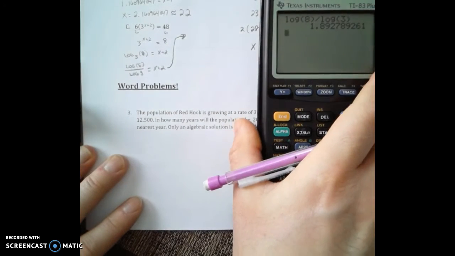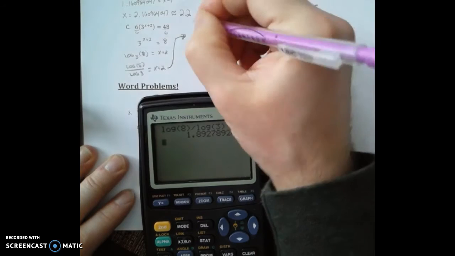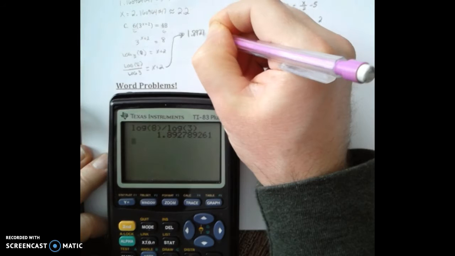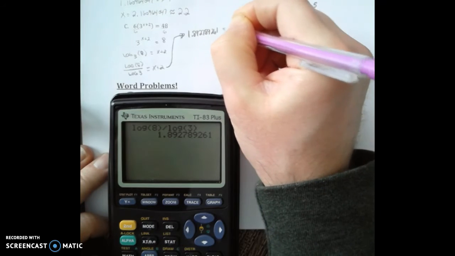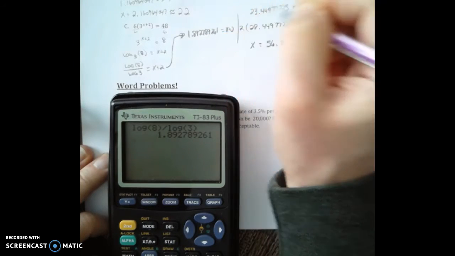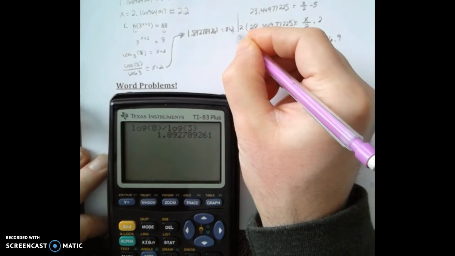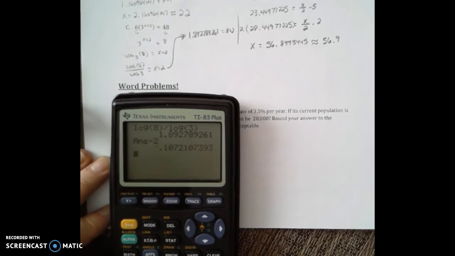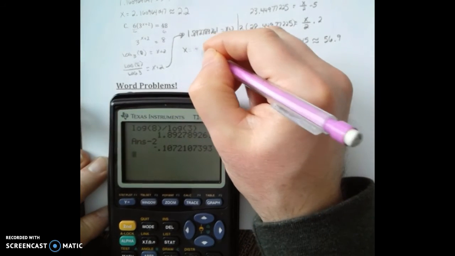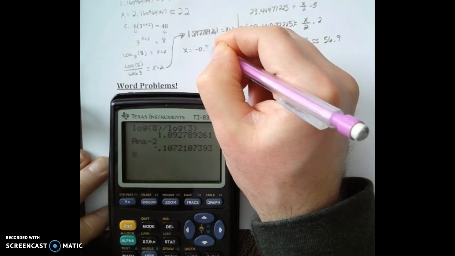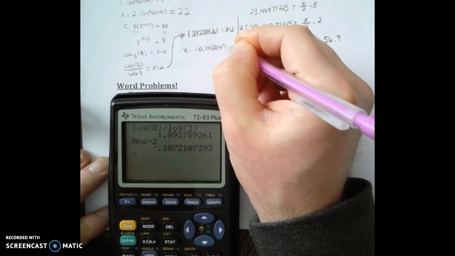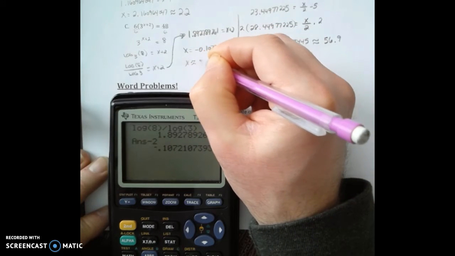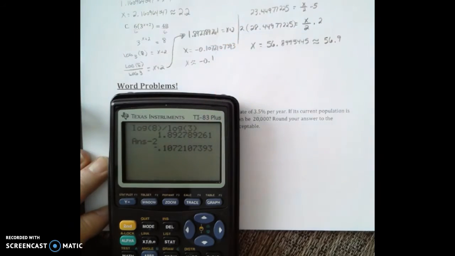Okay, and so I'm going to write that decimal down. I have 1.892789261 is equal to x plus 2. Okay, so to get the value of x all by itself, I'm going to have to subtract 2 from each side. So if I subtract 2 from this number, x is equal to negative 0.1072107393, and rounding it to the nearest tenth, it's approximately negative 1/10.